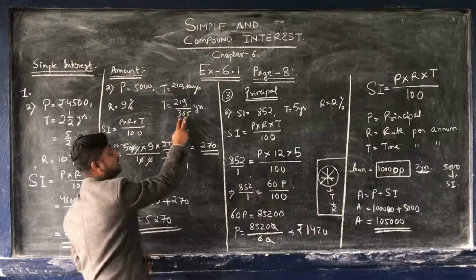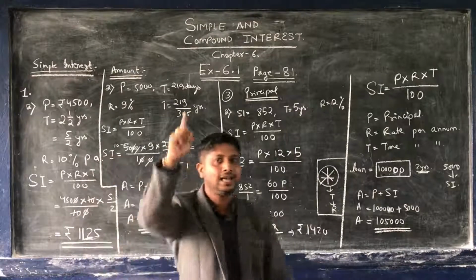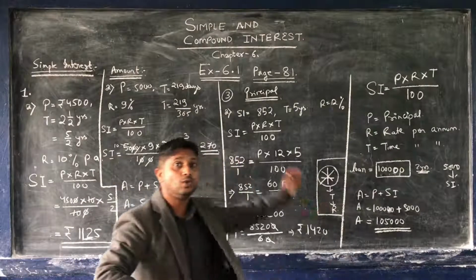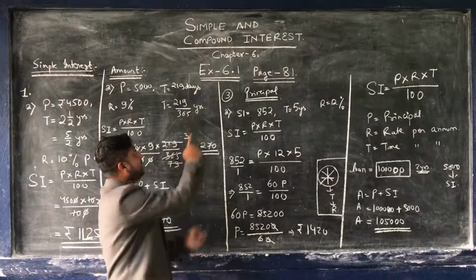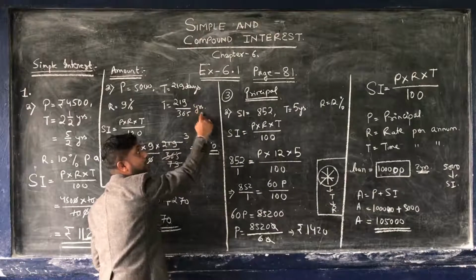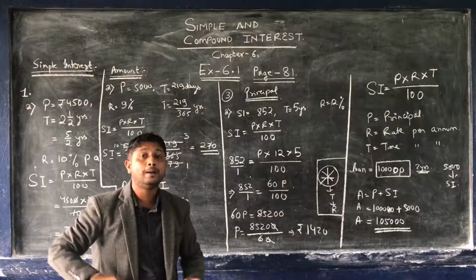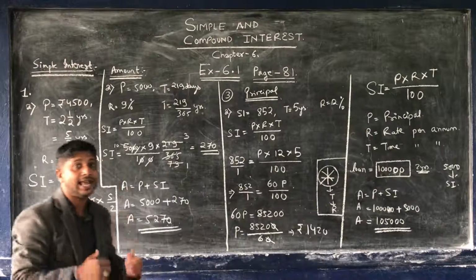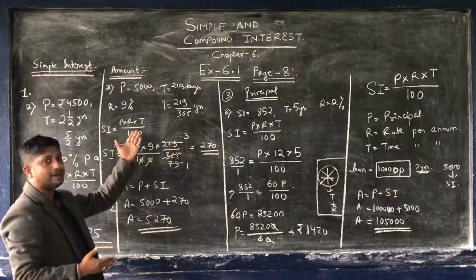That's why this 365 is given, because in 1 year there are 365 days. So 219 divided by 365. Now this is automatically converted into years. Now what do? Put the formula of simple interest. SI equals P into R into T by 100.